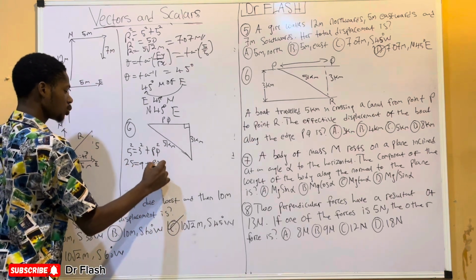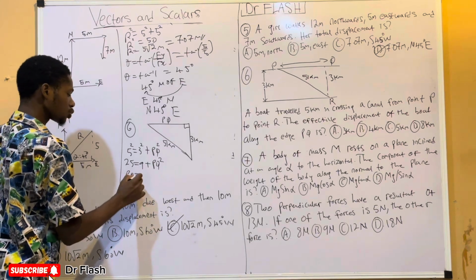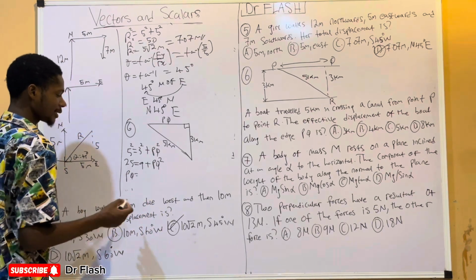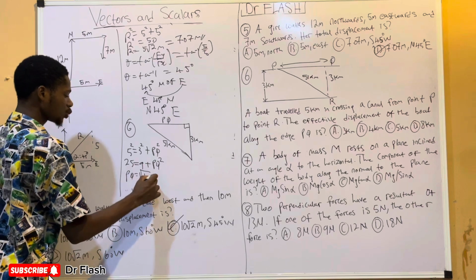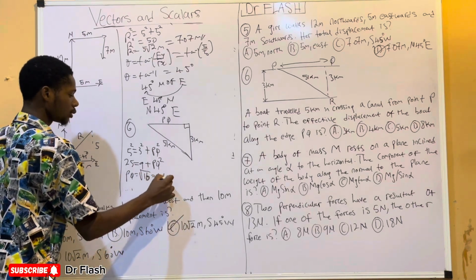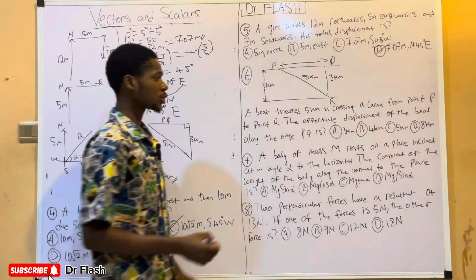So from here, we can now say 25 is equal to 9 plus PQ squared. So from here, PQ squared is equal to 25 minus 9, that is 16. So you have square root of 16, which is what now? 4 kilometer. So the correct answer to this question is 4 kilometer.